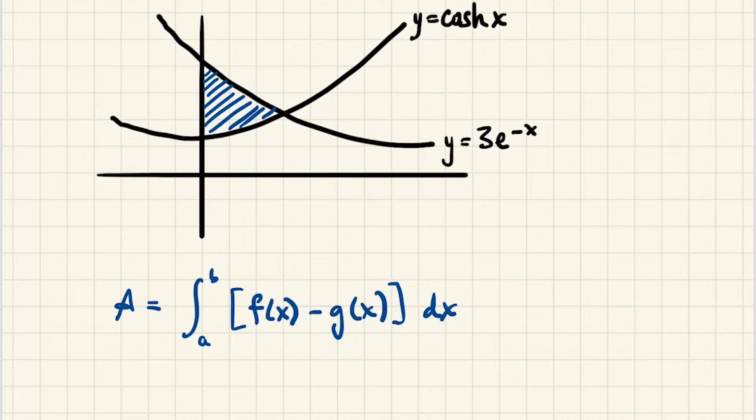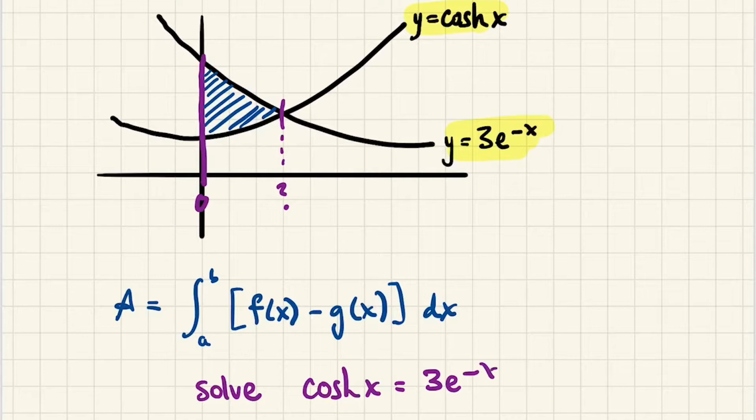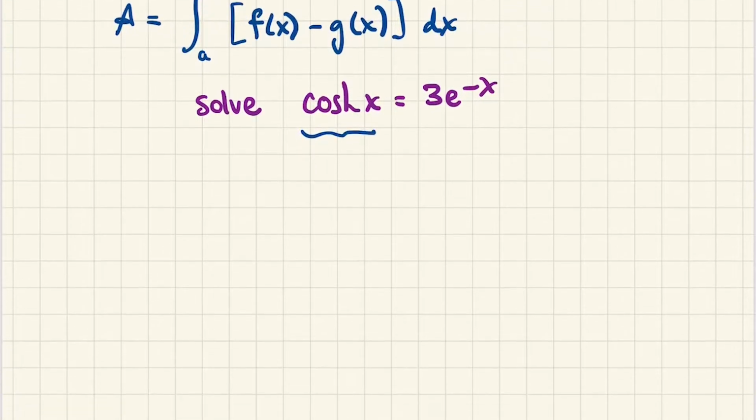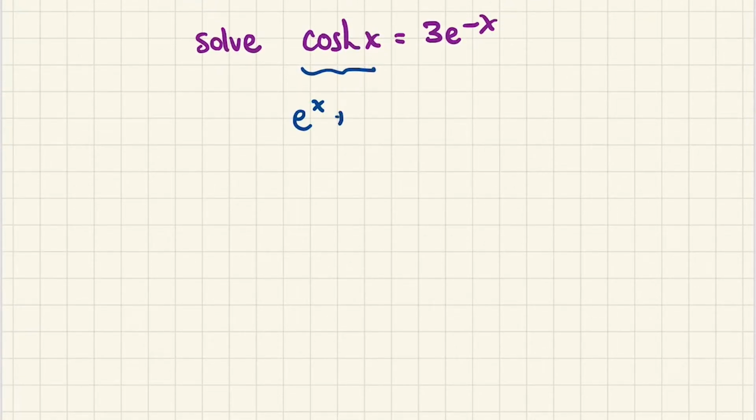In contrast to volumes, where of course we have to play a little bit of a game with it. So we really just need to figure out where we are beginning our integration, and clearly that's 0 here. And where are we ending it? That's not so obvious, but we would figure that out by equating these two functions and seeing wherever they intersect. So we would solve cosh of x equal to 3 e to the negative x. Of course, to solve this equation, we need to know the definition of cosh, which every good calculus student should know.